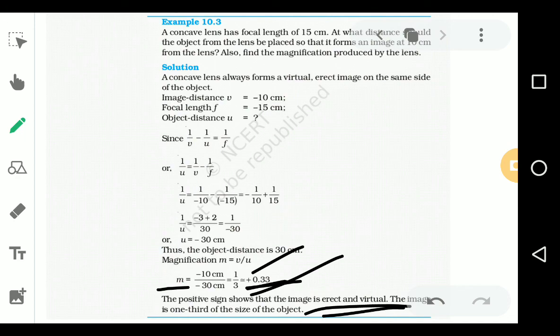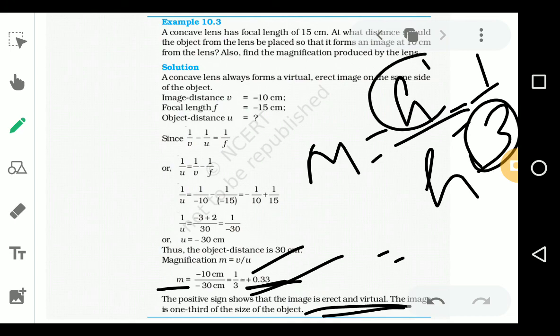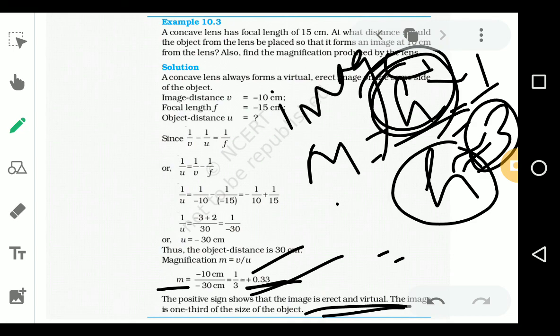And what is the size? Size is 1/3, because as we know, m equals h dash by h. If you are getting m equals 1 by 3, it corresponds to the size of the object being 3 times the size of the image. When h is 3 times, h dash will be 1 time. H is your object size and h dash is your image size.